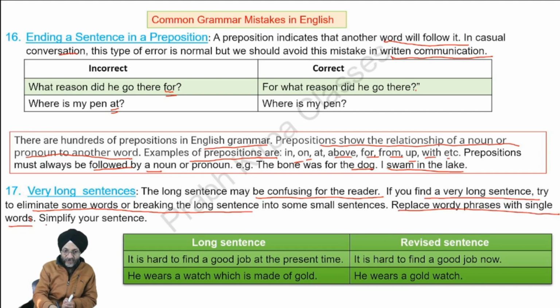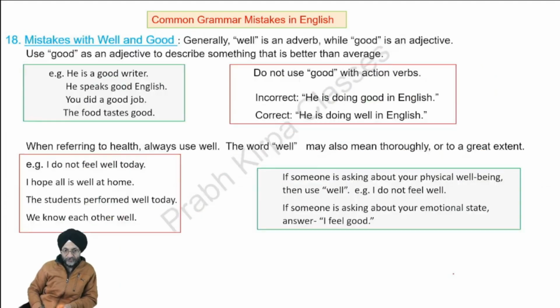Single word. Simplify your sentence. For example, it is hard to find a good job at the present time. In place of at the present time, we can use the word now. It is hard to find a good job now. In place of at the present time, we have used the word now. He wears a watch which is made of gold. The revised sentence which will be proper is, he wears a gold watch.